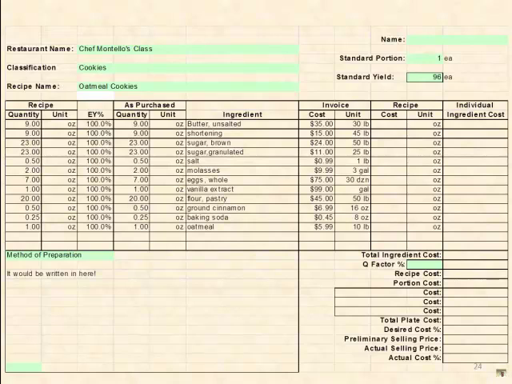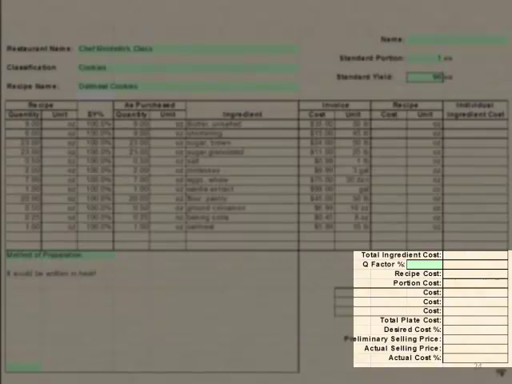And sometimes you may see metric in here, liters, milliliters, grams, and then you just have to do the conversion, but it's still the same steps. And then you'll get your individual ingredient costs. Okay, and you add in your Q factor, whatever that may be, told by your instructor or set by your establishment, and you're going to calculate your recipe costs. Lastly, you're going to calculate your portion costs. So you look up above, it yields 96, so you do your division to get your portion cost.